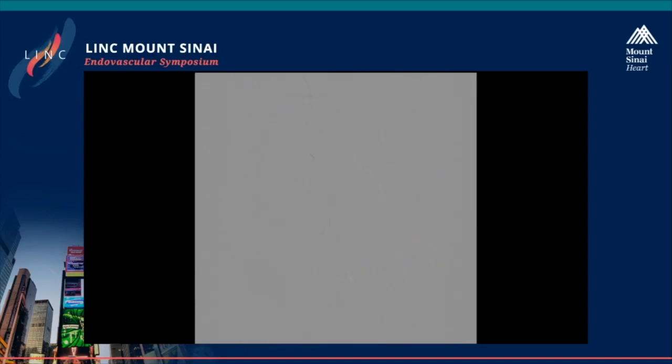Next slide. Here's at the level of the foot. You can see that at the ankle, the distal AT has a severe stenosis, and then there is good flow into the DP. The PT in the foot is without significant disease.